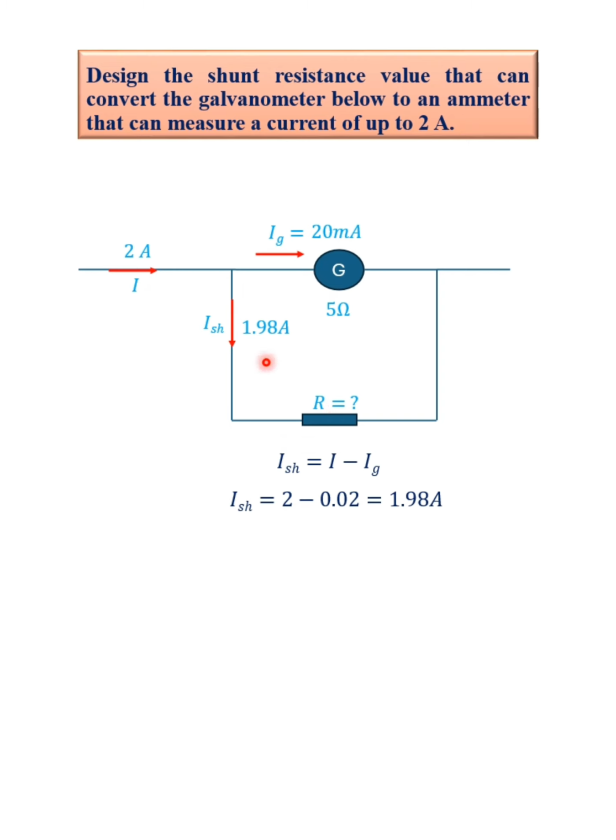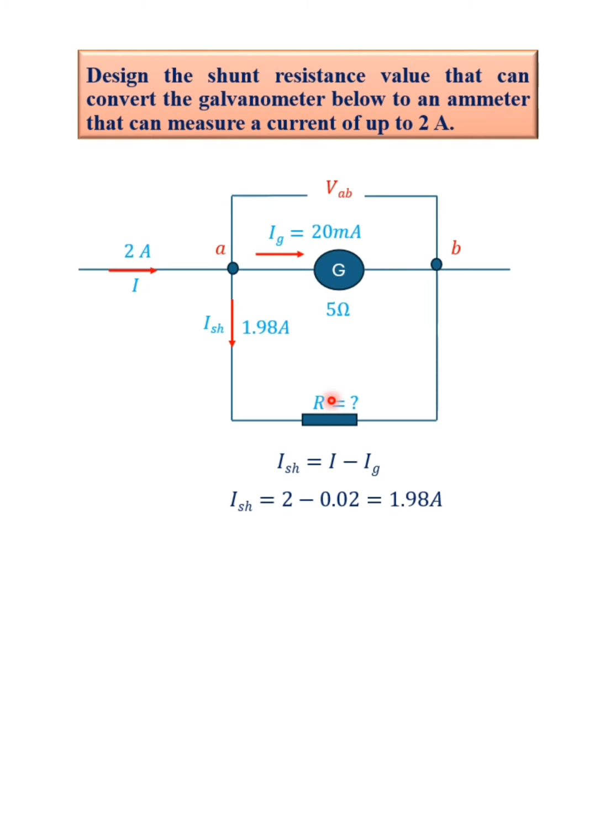Now let's investigate another thing. When current flows through a resistor, a voltage is dropped across the resistor. What it means is that this 20 milliampere current that flows through the galvanometer of resistance 5 ohms will drop a voltage across this 5 ohm resistor. Similarly, this shunt current flowing across this resistor will also drop a voltage across this resistor. The beautiful thing here is that the galvanometer and this resistor are connected across the same points. What it means is that the voltage that is dropped across this galvanometer is definitely the same voltage that will be dropped across the shunt because they are in parallel connection.